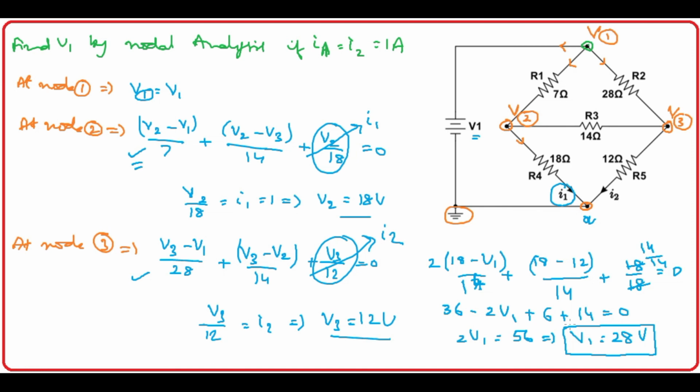Actually (V2 minus V1) by 7 is the current passing through the 7 ohm resistor. So please do that, and that's all. It's a very simple concept. By comparing all the methods, which method is easy now? Obviously KVL, KCL compared to this particular problem. If this problem has been given, the KVL, KCL method is very easy. Okay, thank you so much.